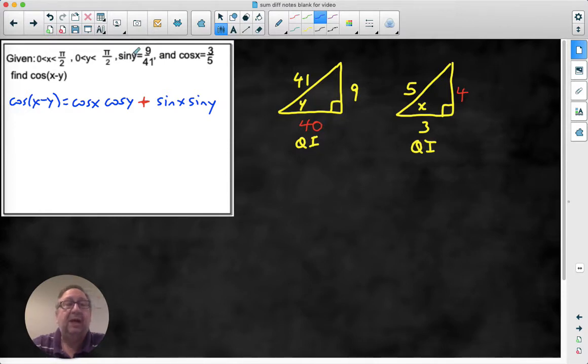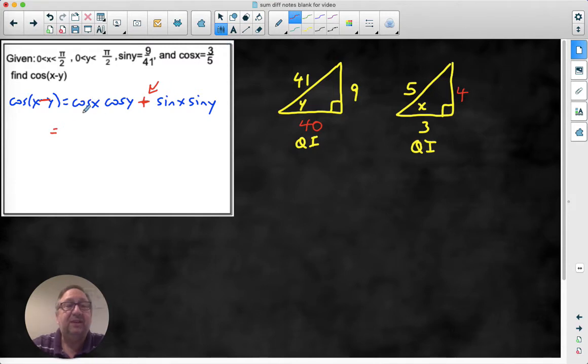And for y is between 0 and pi over 2, it's quadrant 1. For x, also quadrant 1, 0 to pi over 2. And the cosine is 3/5, which gives us the missing side of 4. I also wrote down the formula for cosine of x minus y. Notice that for a minus formula, for cosine, we get a plus sign. So all we need to do is get the values for all 4 of these pieces.